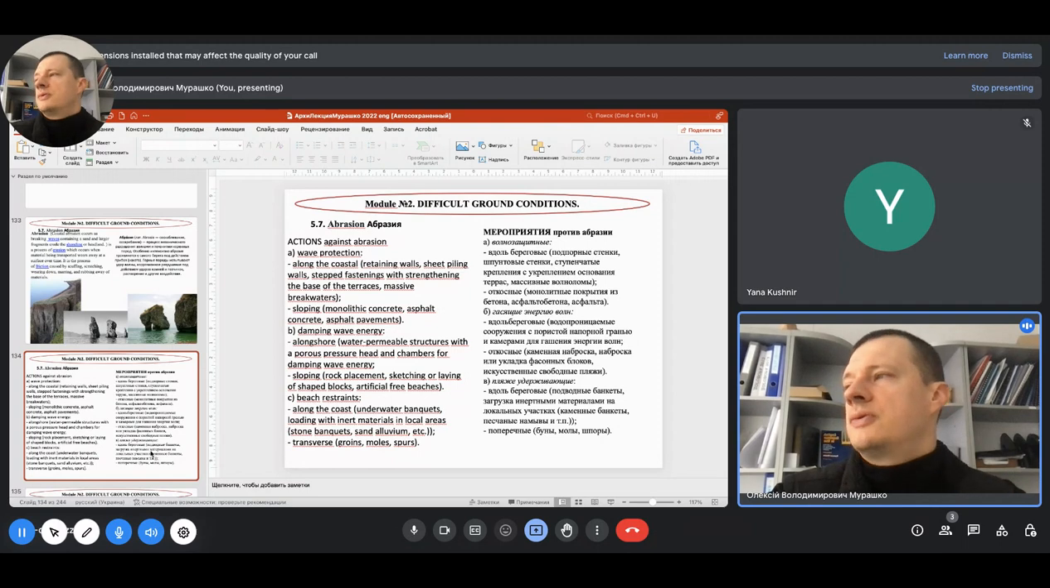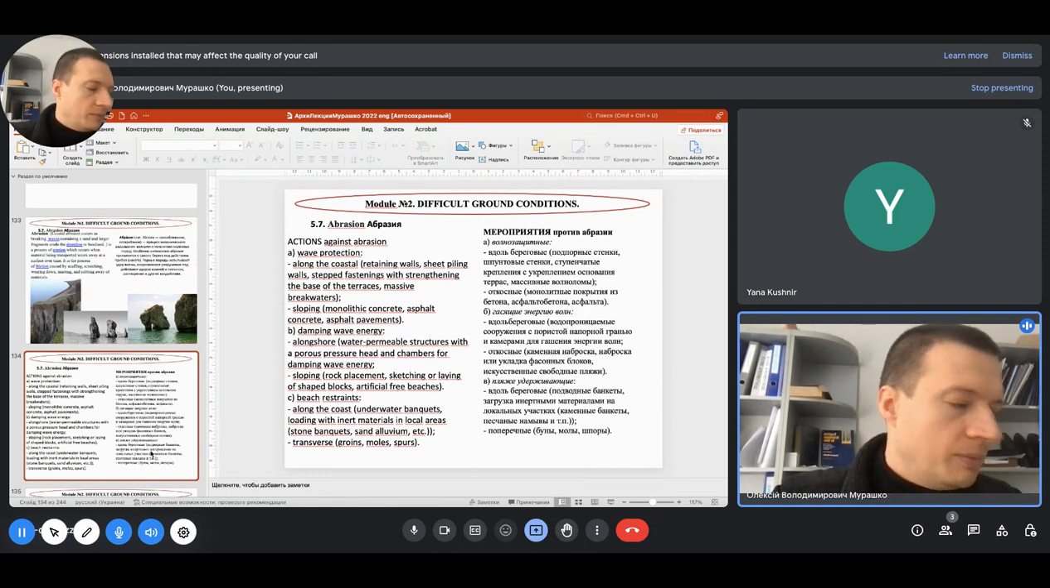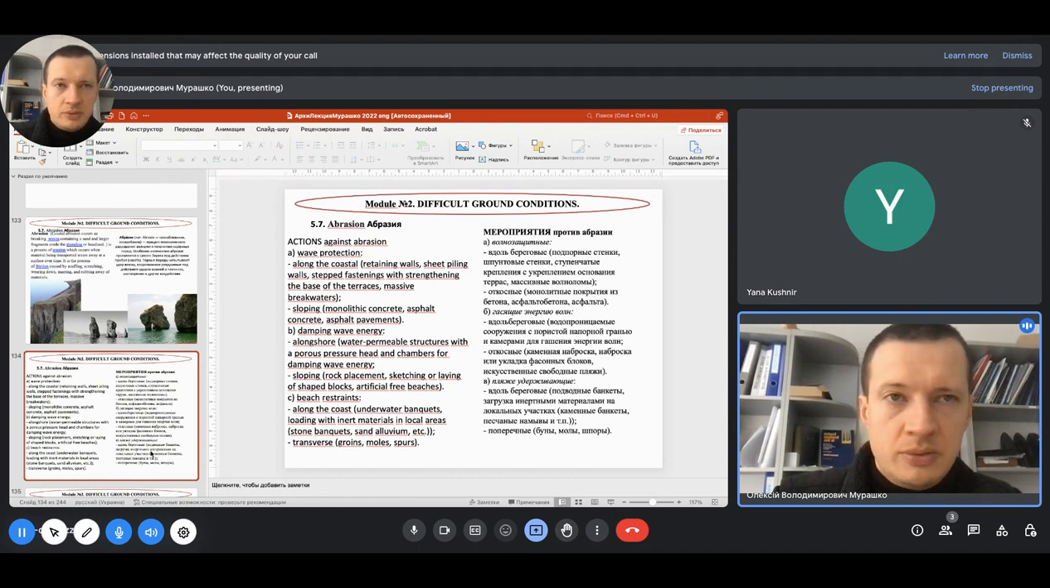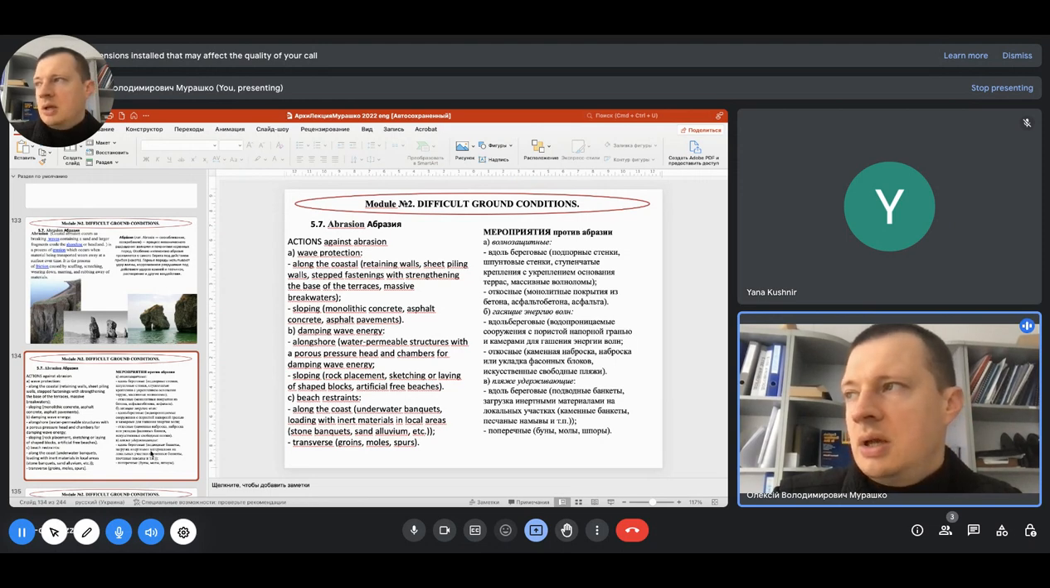And what do we have to do? First of all, we have to use various wave protection solutions. When you walk through our big fountain, along the seaside of our sea, you can see a big amount of coastal retaining walls, sheet piling walls, or other structural solutions which lead to protection of our seaside. Also, wave energy damping elements, which reduce the impact of water strikes.